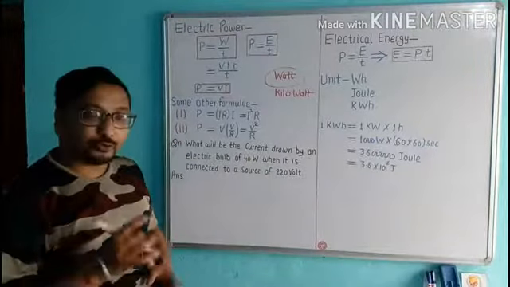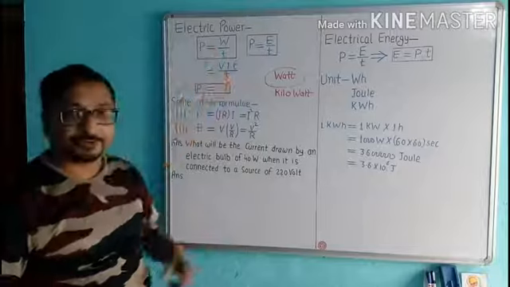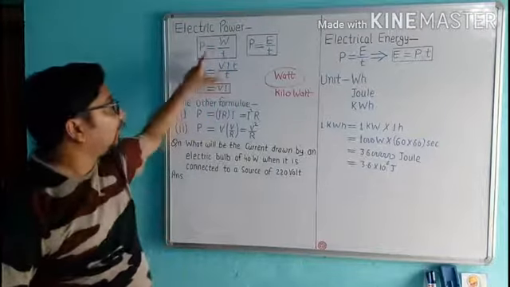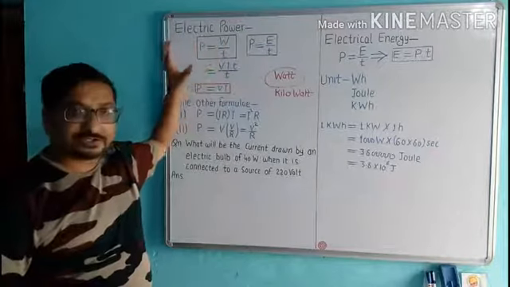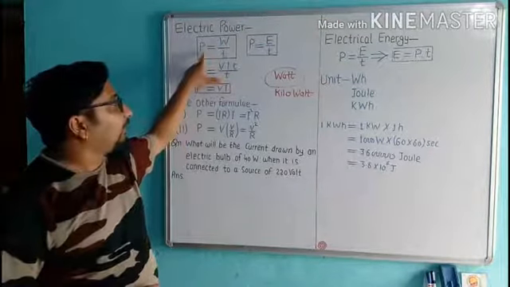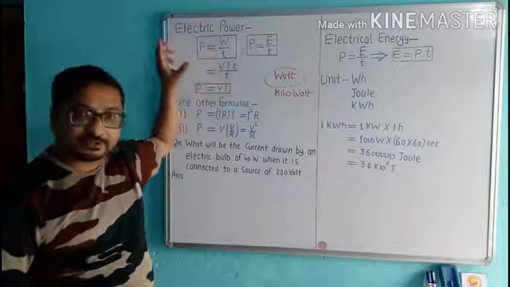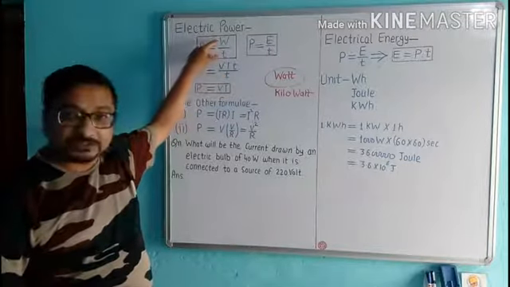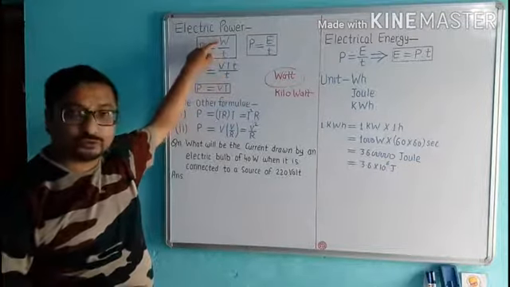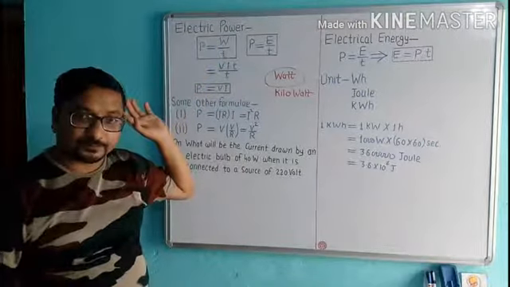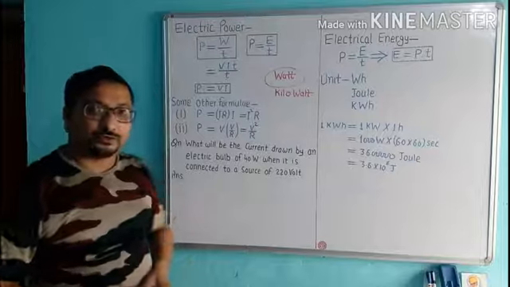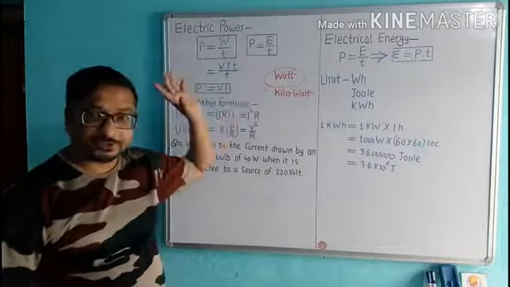Today we will discuss an important topic, electric power. Electric power is electric work per unit time. Since we measure work in joule and time in second, its unit will be joule per second or watt.